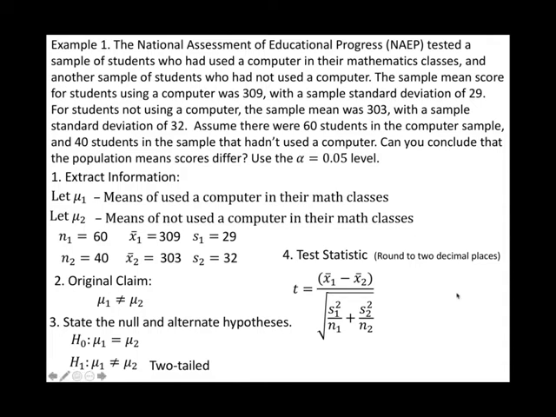Now, plug into the test statistic formula. Make sure when you use your calculator, you put parentheses, okay? Parentheses on the top, and divided by the square root. This square root should cover the whole thing here. You should get 0.953. That'll be your test statistic.